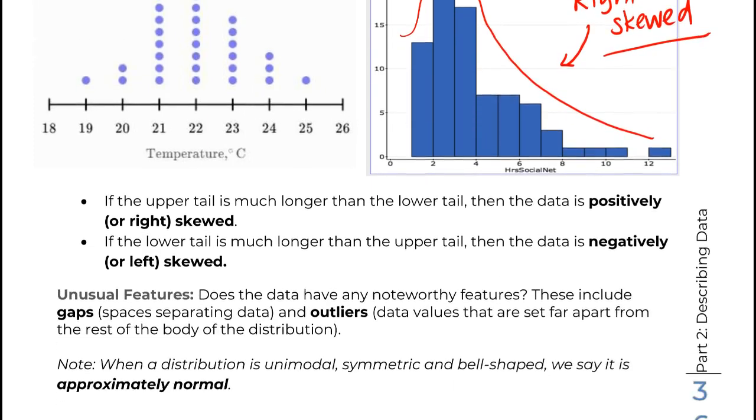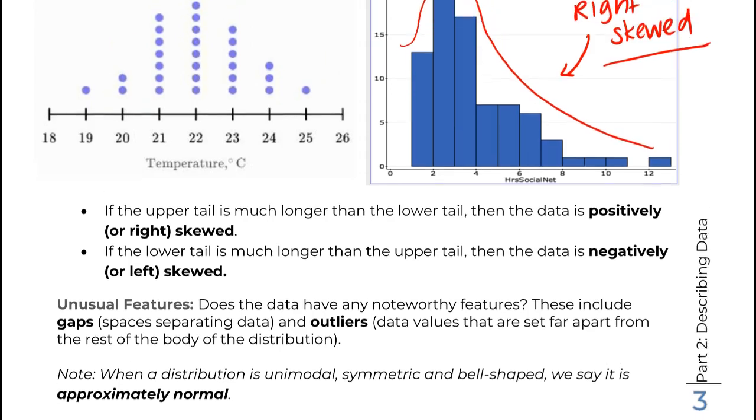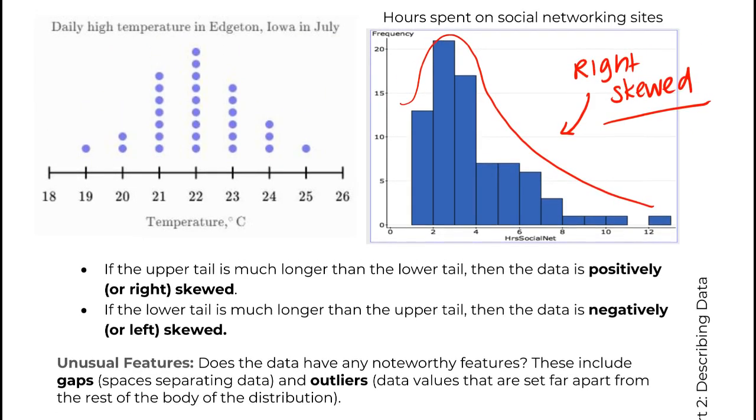And then our last piece is the unusual features. Two things you might want to look for, and those are gaps and outliers. So in this social media question, right, we can see there's a gap. There's no students who use social media between 11 and 12 hours. And then we have an outlier, some student that manages to be on social media 12 plus hours a day.